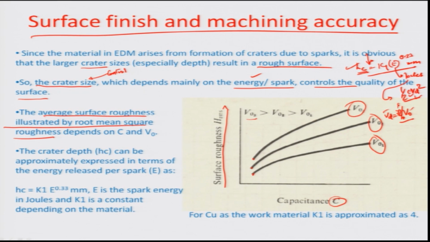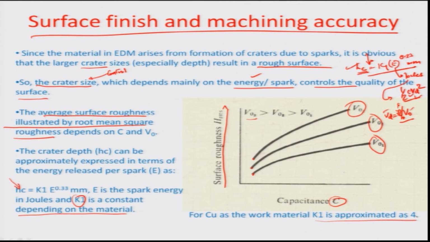So, when we talked about this empirical formulation for crater depth, we had assumed K1 to be a constant depending on the material, and for copper as the work material, K1 is approximately 4. So, that is how the surface finish part happens.